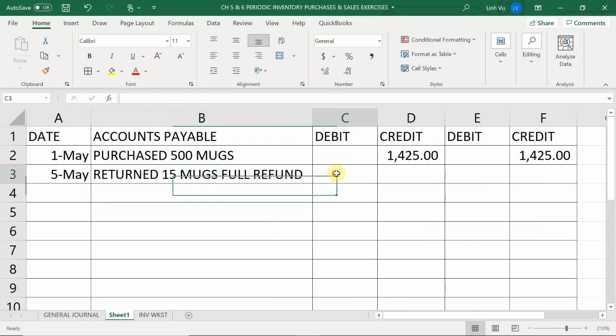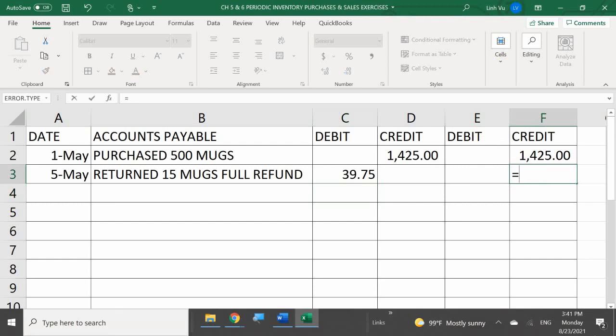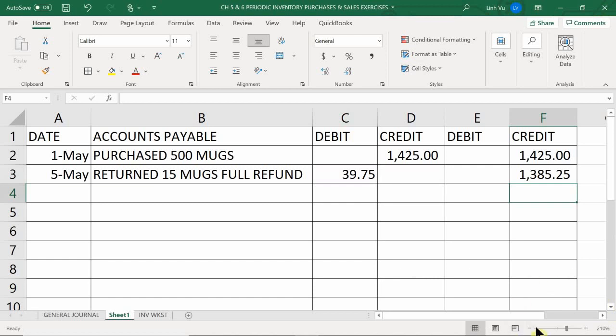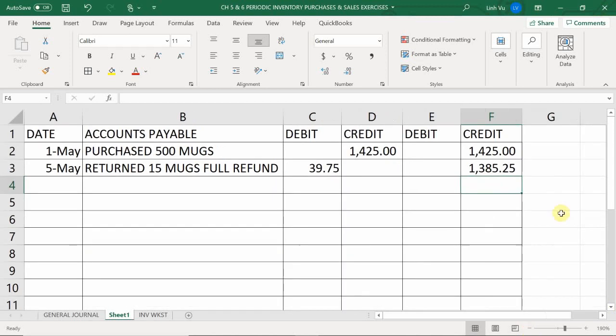Which then debited our account by $39.75. So therefore, that should reduce my accounts payable by $39.75, which gives us a grand total running balance of $1385.25. Okay? All right? It's making sense now?